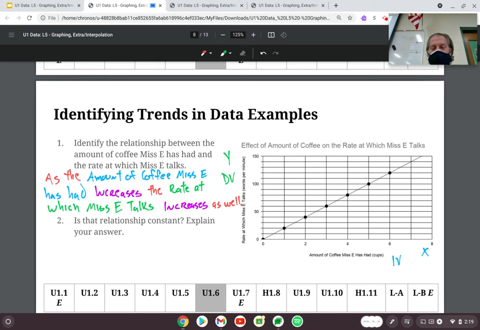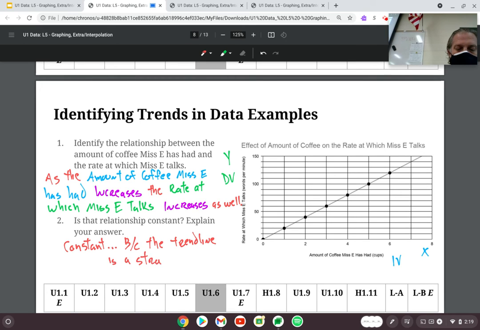And again, I'm looking at my trend line, and it looks like the trend is going to be constant. So I would say, yes, this is a constant relationship because the trend line is linear, or a straight line. Not too bad.